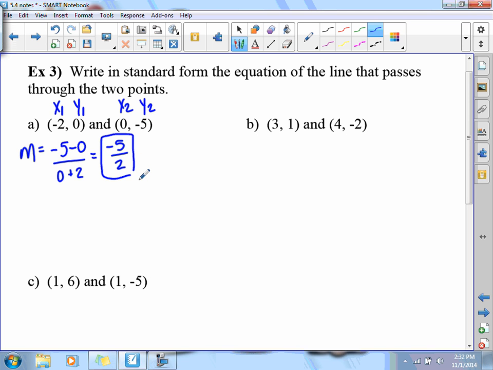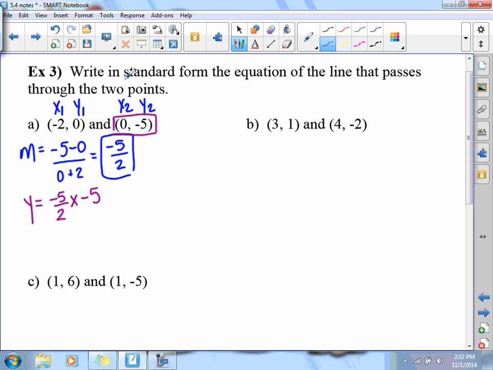Now if you look at your ordered pairs, before you just go right to point slope form, take a moment and see if any of them just happen to be a y-intercept. Because if they are, we could use slope-intercept form and then solve it so that it's in standard form. And actually, this ordered pair here, this 0, negative 5, that's a y-intercept because the first term is a 0. So I'm going to use slope-intercept form. y equals mx plus b.